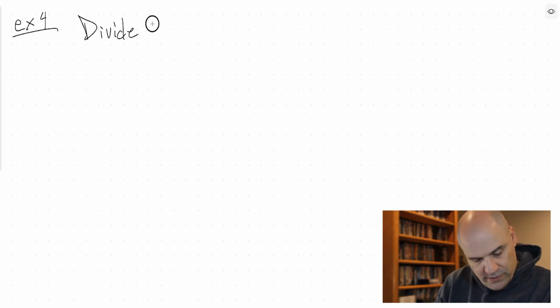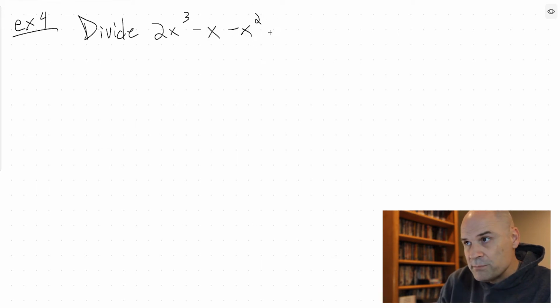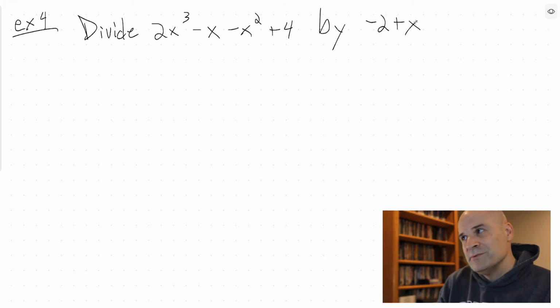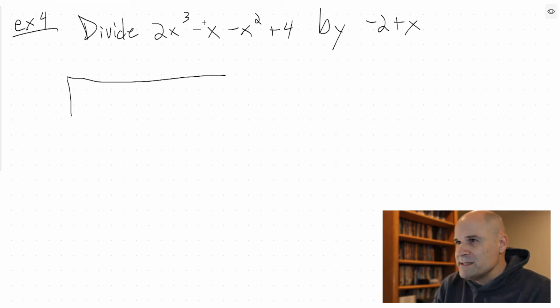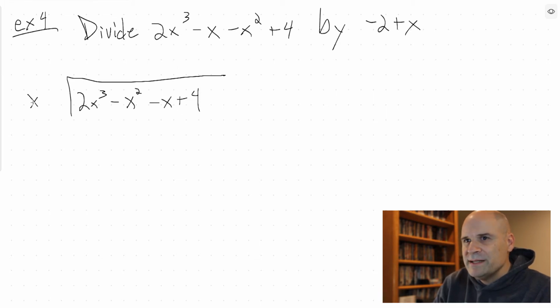So here is example 4. Divide 2x to the third minus x squared plus 4 by negative 2 plus x. Okay, we're not going to be fooled by that. We just have to write that in the right order. So let's write our big guy in the box. Start with our biggest term, 2x cubed, then go to x squared, and then our x term, and then our constant. We're going to divide by x minus 2. So press pause, see if you can do this problem.